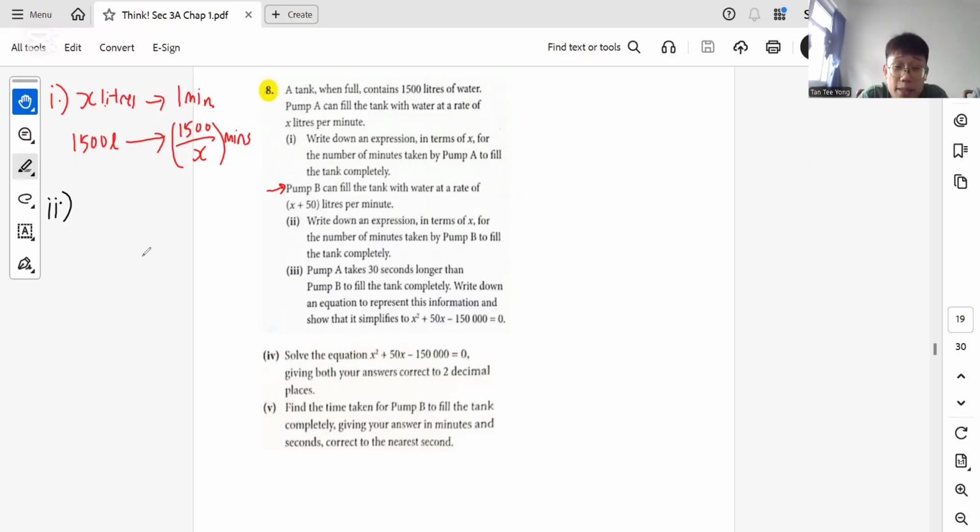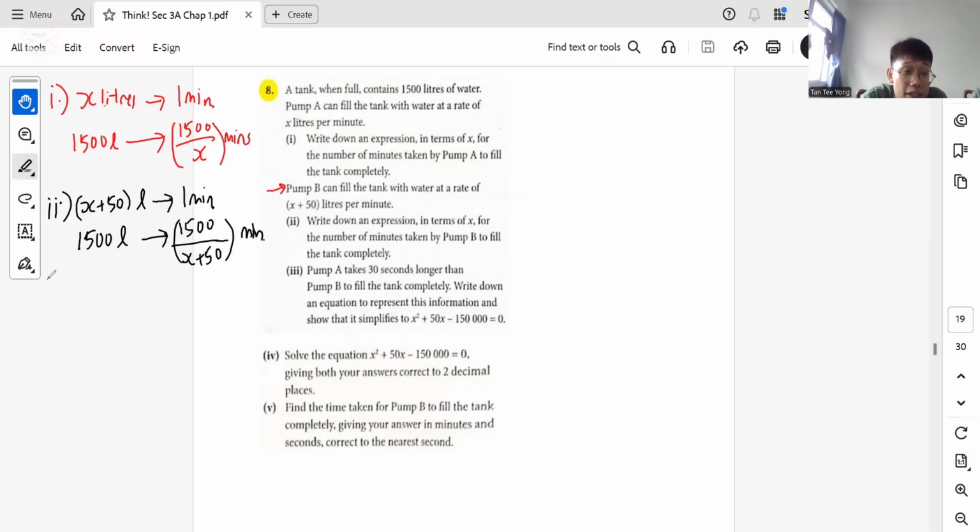Write down an expression in terms of x for the number of minutes taken by pump B to fill the tank completely. So pump B is what? x plus 50 liters in 1 minute. My tank capacity is 1,500 liters, so I take 1,500 divided by x plus 50. This is the time taken by pump B alone.